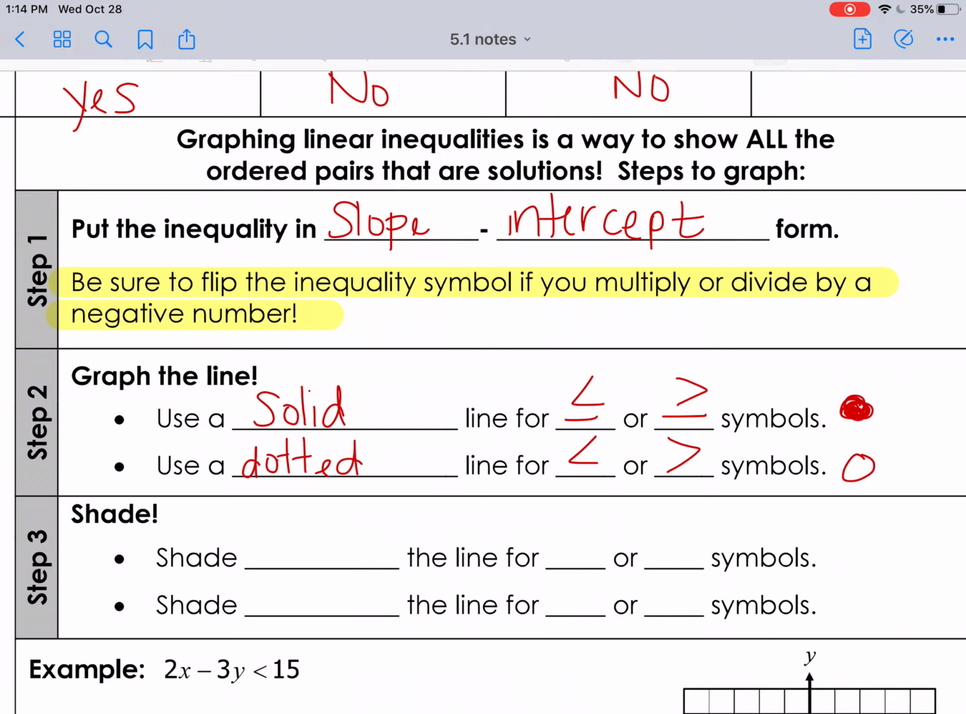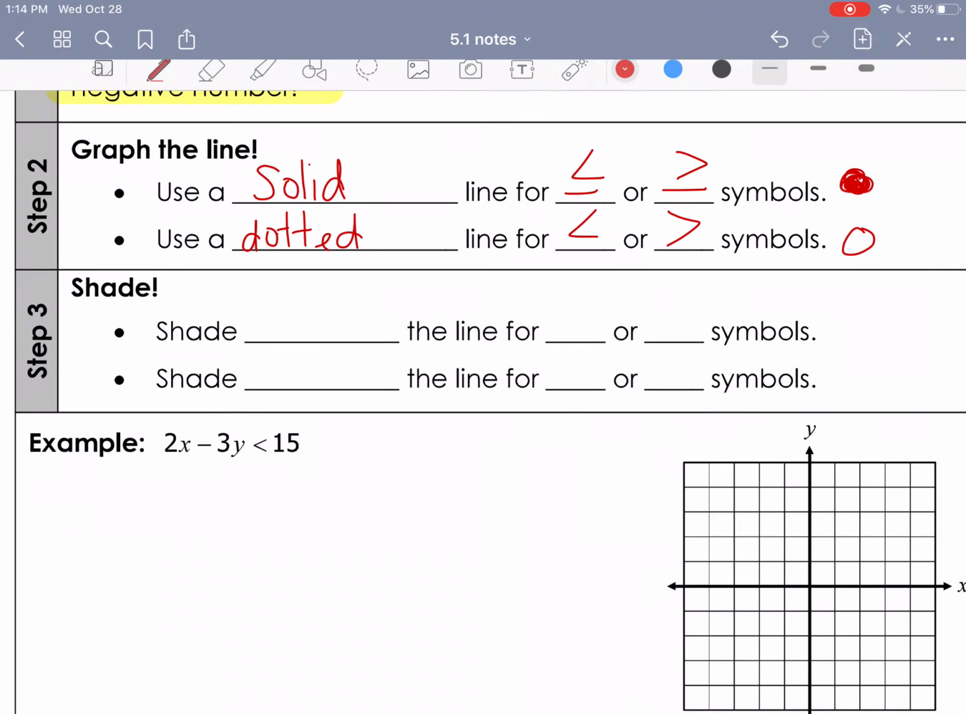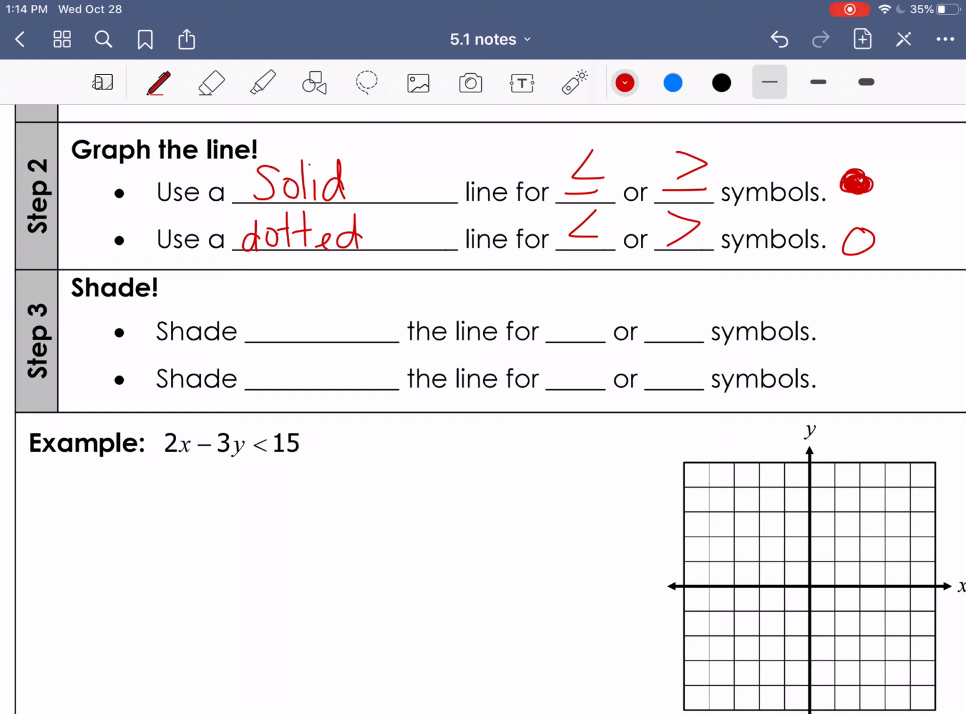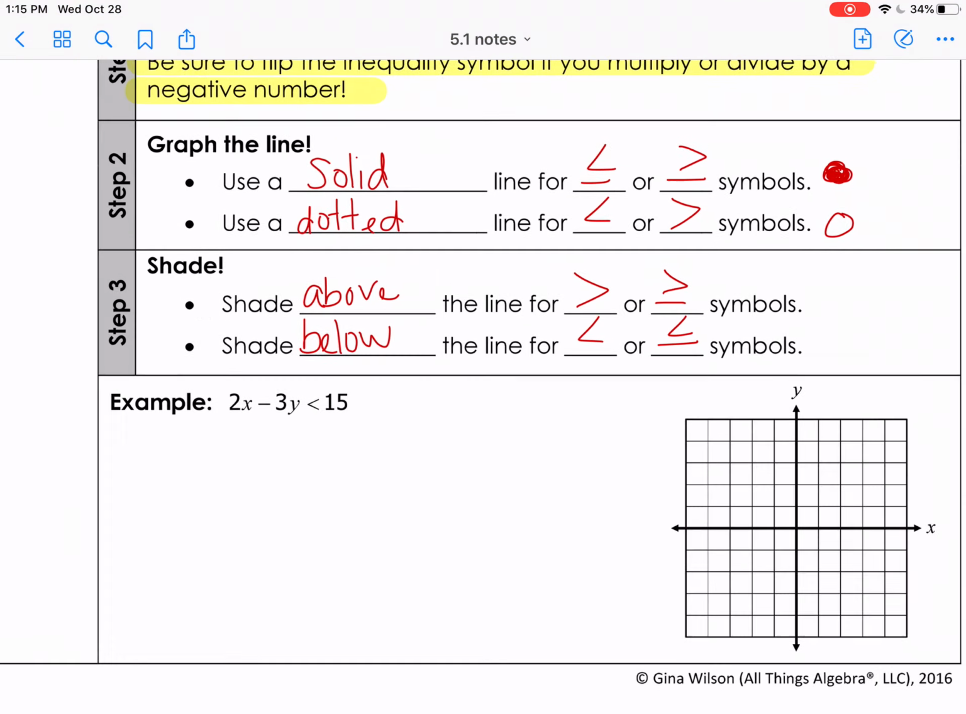We're also going to shade just like we did on our number line, but now we're going to be shading an entire portion of a coordinate plane. So you shade above our line if it's greater than or equal to, and we're going to shade below the line if it's less than or equal to. And so step 2 and step 3 you guys need to have memorized by our first quiz later on.